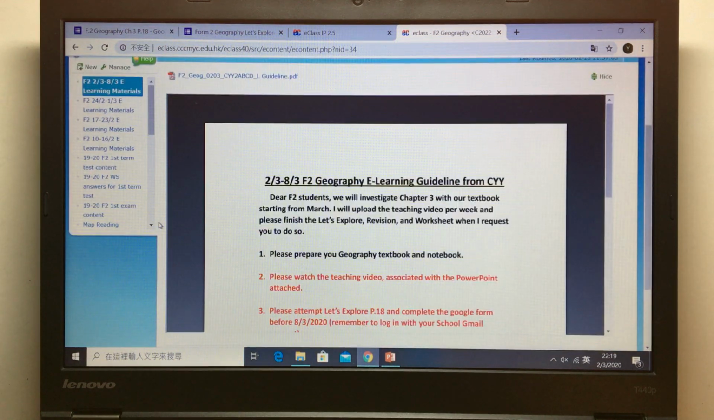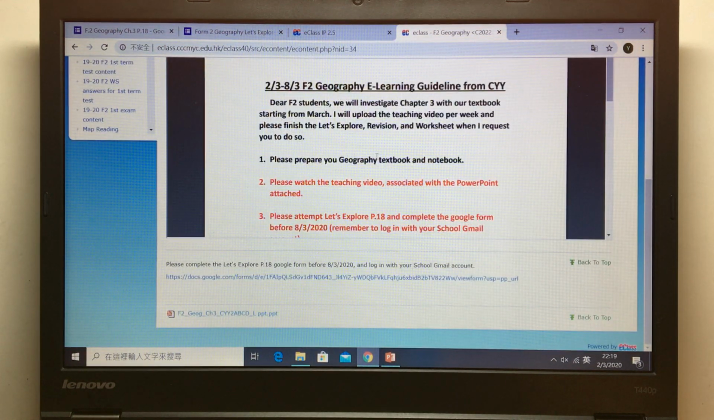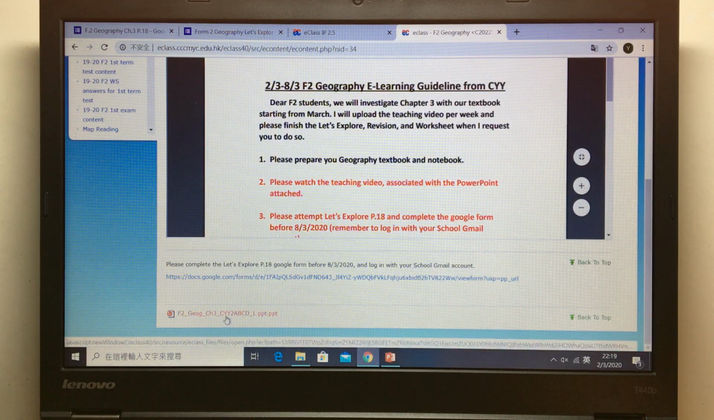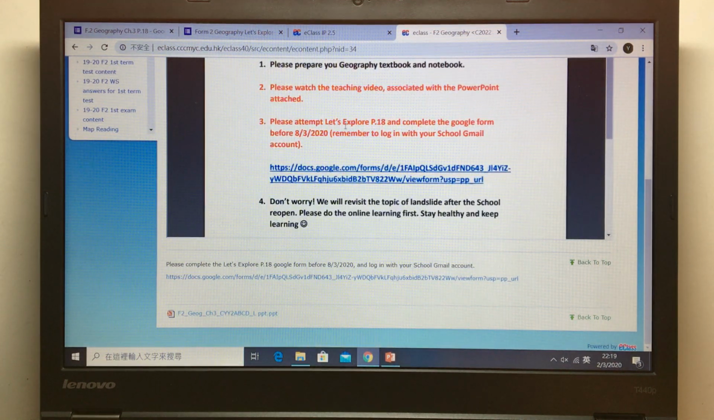According to the guidelines here, you need to prepare your geography textbook, which is the orange book, and also your notebook. I will give you the teaching video through YouTube, and there is a PowerPoint attached, so you can click here to download the PowerPoint and open it. And there is the Let's Explore activity on page 18 in your textbook.